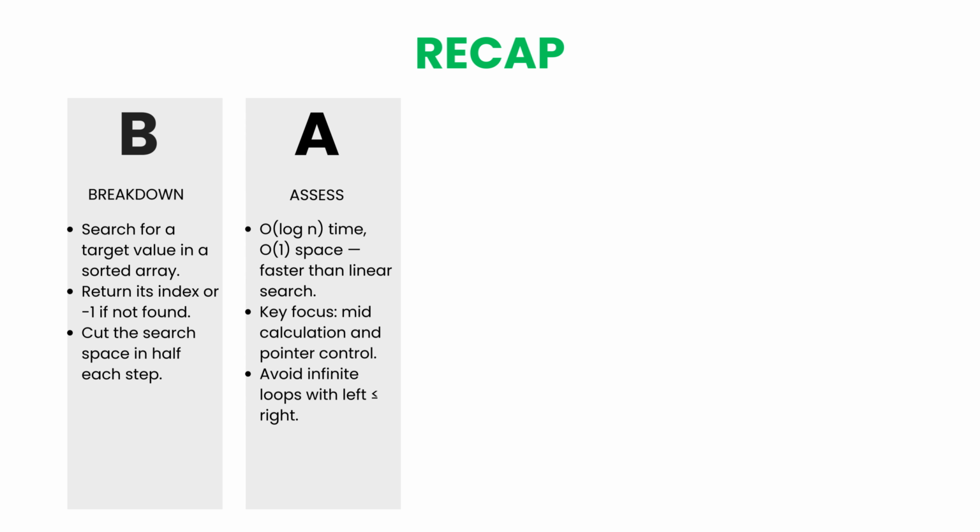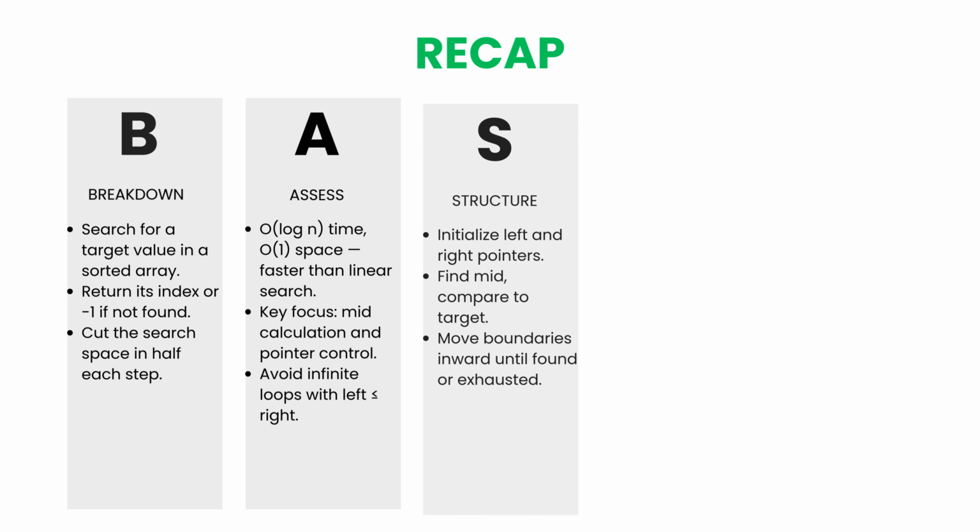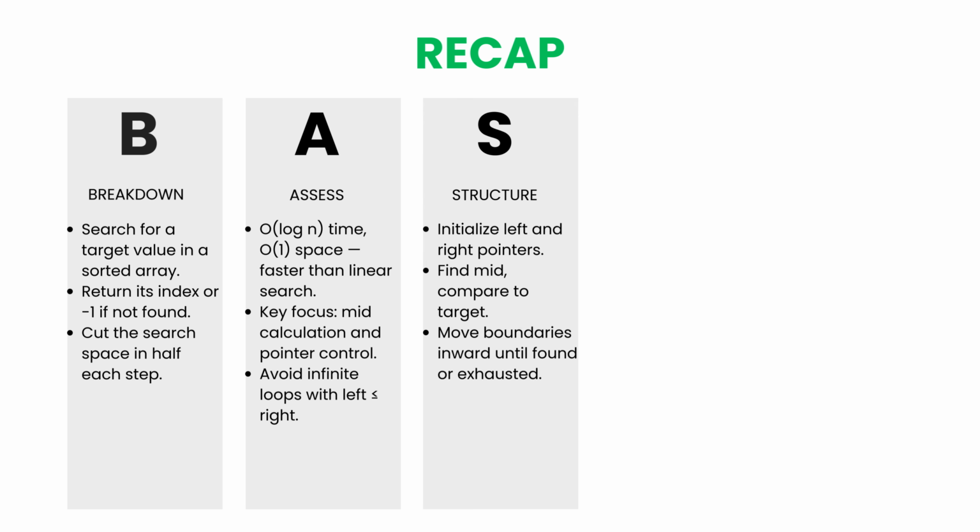The real difficulty isn't the concept, it's correctly managing pointers, computing the midpoint safely, and ensuring the loop or recursion terminates without getting stuck. The structure is consistent. Start with left and right pointers, compute the midpoint, and compare the middle value to the target. If the target is larger, shift the left boundary rightward. If it's smaller, shift the right boundary leftward. You keep narrowing the window until you either find the target or the range closes.